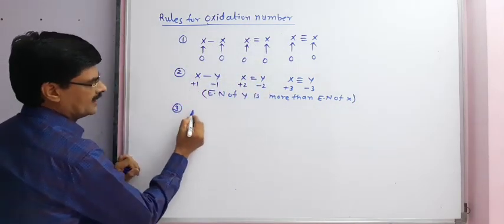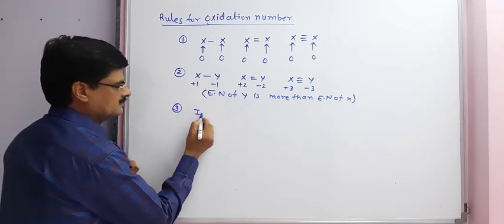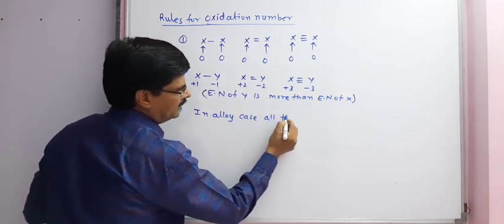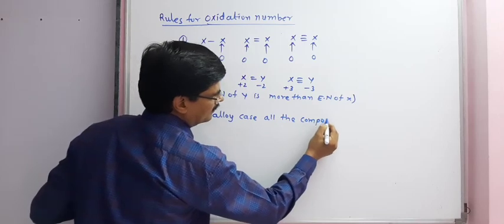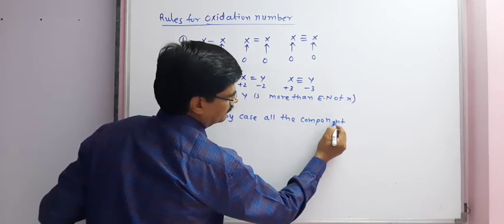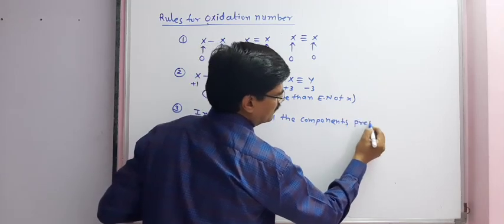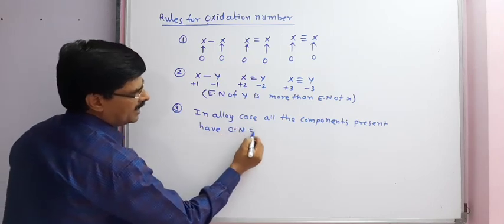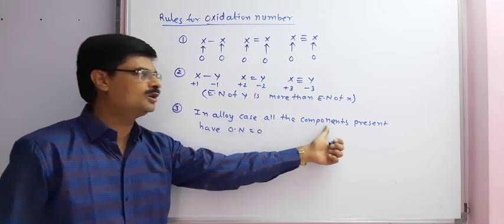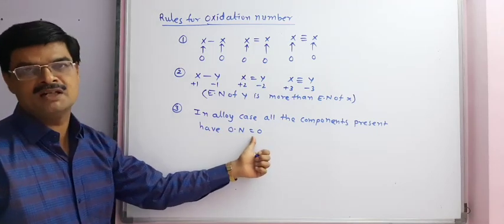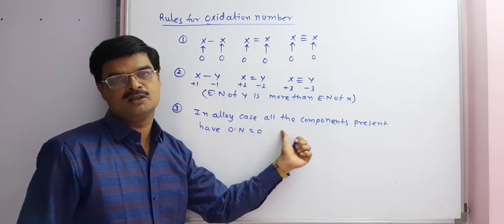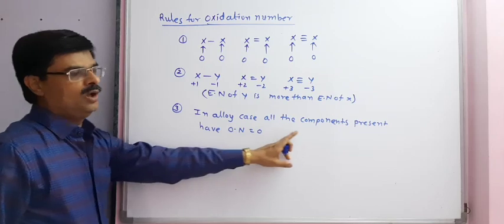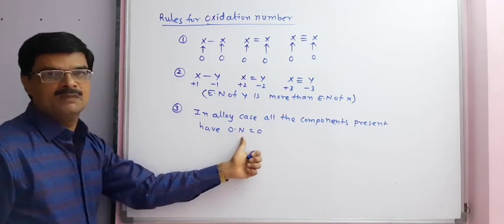Next point. In the alloy case, all the components present have oxidation number equal to 0. We can think of any alloy like copper and aurum, an alloy of copper and aurum. Here we can take all the components as having oxidation number 0.